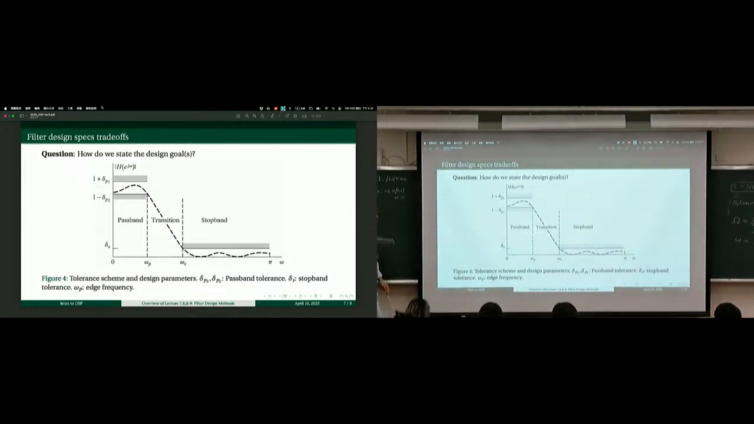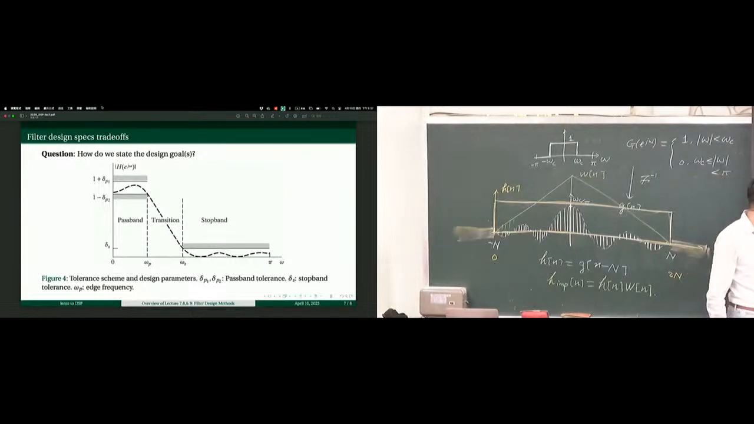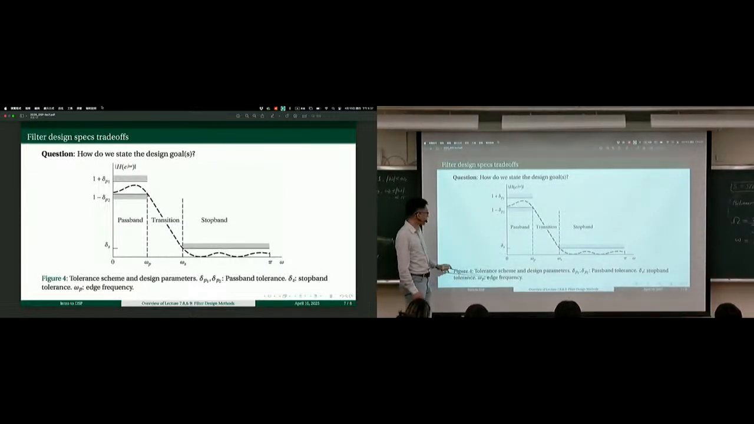You define the corner frequency omega p, the edge frequency for the pass band, right here. And your filter is allowed to make a transition from pass band to stop band. In between, this is called the transition band, where the gain drops from nearly 1 to nearly 0. There is a transition going on right here. Pass band, transition band, stop band.